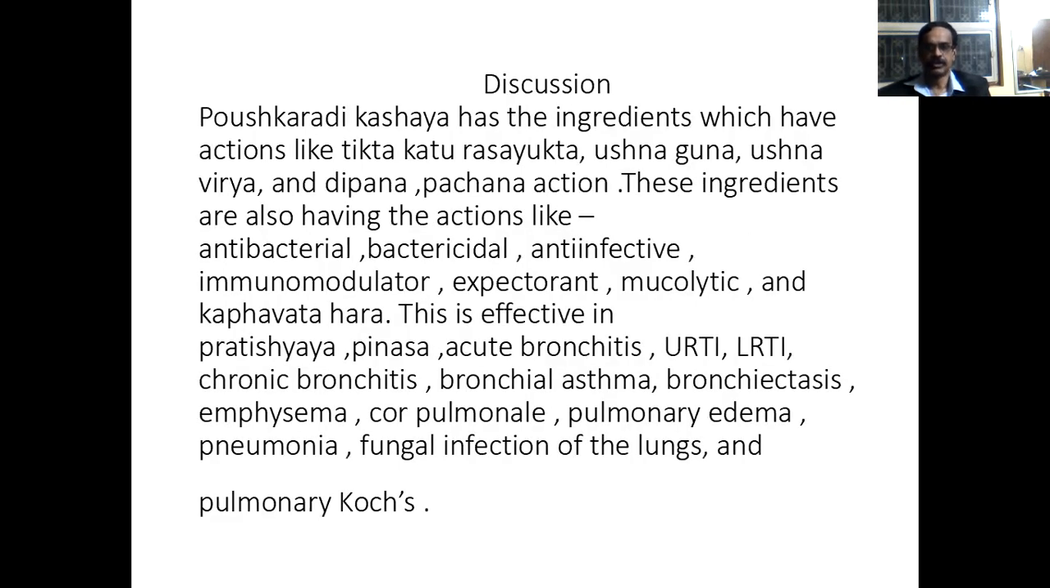Coming to discussion, Poushkaradi kashaya has ingredients which have actions like Tikta Katu Rasayukta, Ushna Guna, Ushnaviryam, and Dipana Pachana actions. These ingredients also have actions like antibacterial, bactericidal, anti-infective, immunomodulator, expectorant, mucolytic, and kaphahara actions. This is effective in pratishyaya, pinasa, acute bronchitis, lower respiratory tract infection, upper respiratory tract infection, chronic bronchitis, bronchial asthma, bronchiectasis, emphysema, cor pulmonale, pulmonary edema, pneumonia, fungal infection of the lungs, and pulmonary coughs.